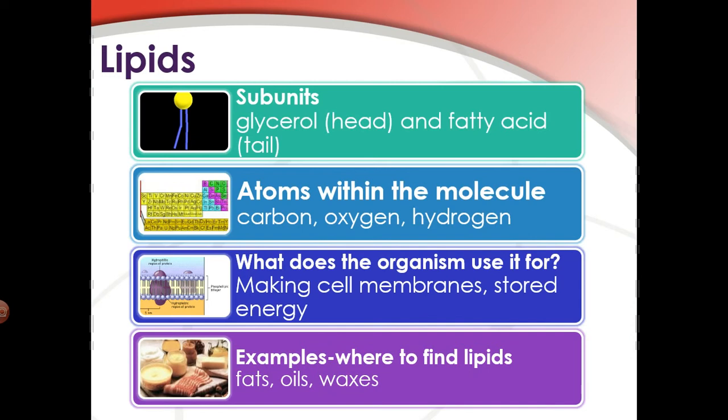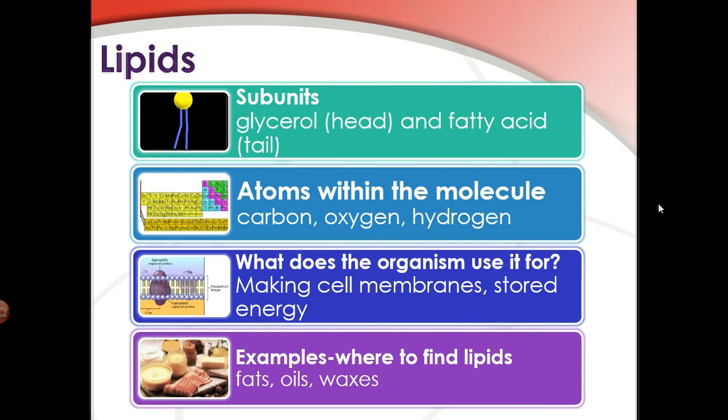The second type of macromolecule is lipids. Lipids have 2 parts. They have the glycerol and the fatty acid, or the head and the tail. You can see one lipid macromolecule looks kind of like a lollipop with 2 sticks. It has a head and 2 tails. These lipids are made again of carbon, oxygen, and hydrogen. Organisms use these lipids for making cell membranes and to store energy.